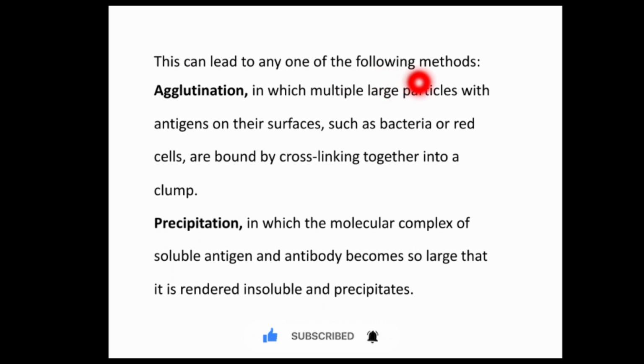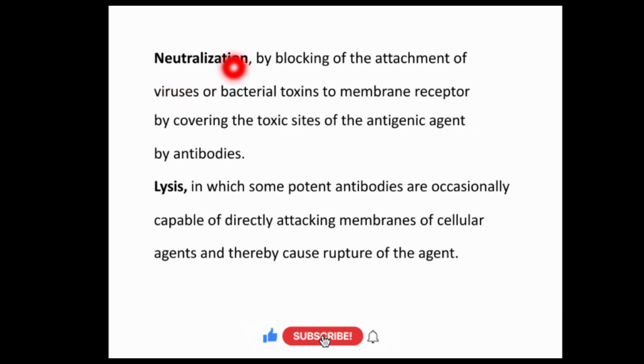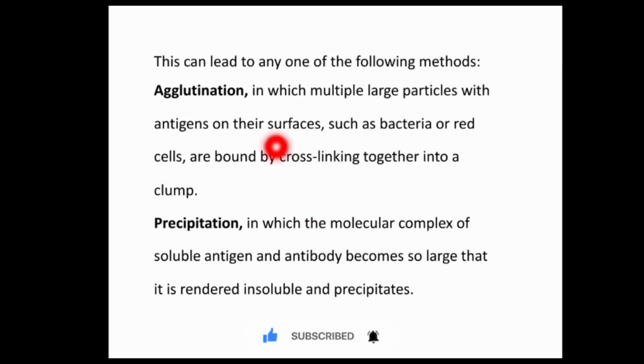This can lead to any of the following methods: agglutination, precipitation, neutralization, and lysis. In the agglutination method, multiple large particles with antigen on their surface, such as bacteria or red cells, are bound by cross-linking together into a clump. In precipitation, the molecular complex of the soluble antigen and antibody becomes so large that it is rendered insoluble and precipitates.